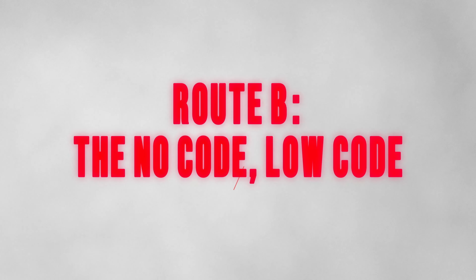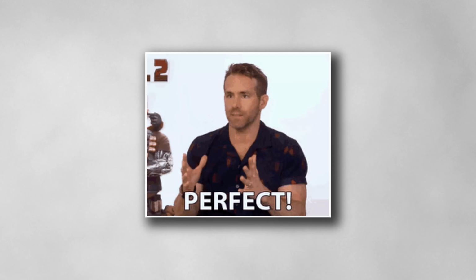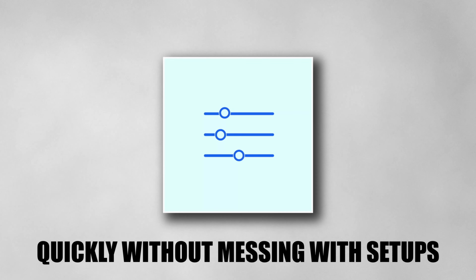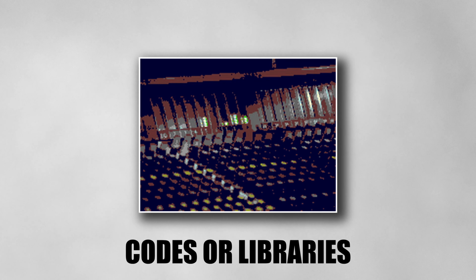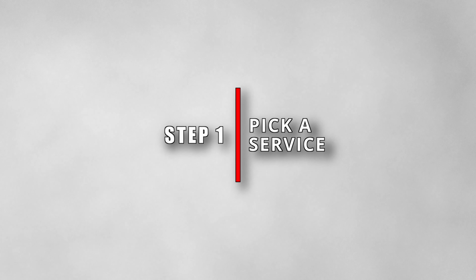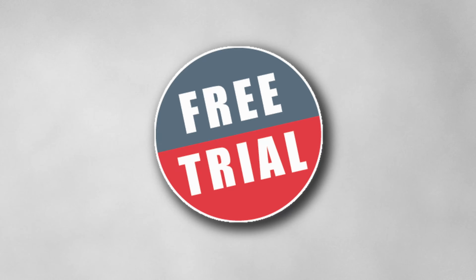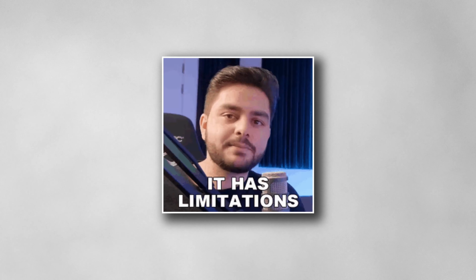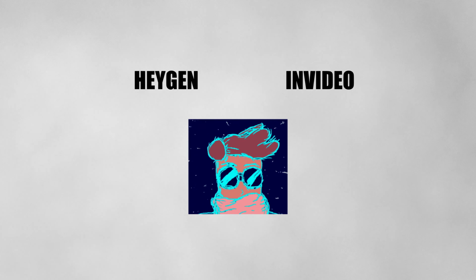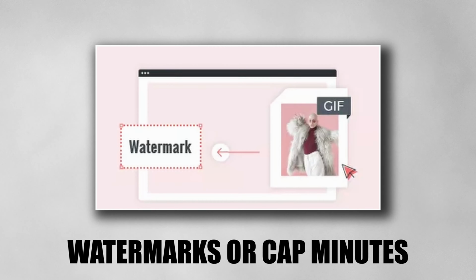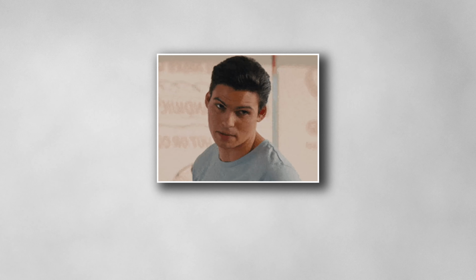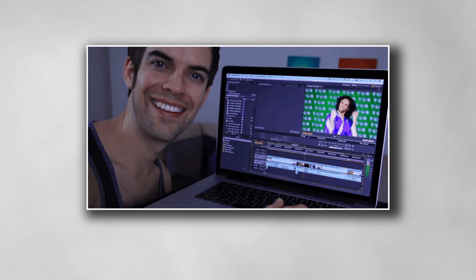Now let's dive into the fast lane, the no-code or low-code route. This is perfect if you want results quickly without messing with setups, code, or libraries. Step 1. Pick a service. I tried HeyGen and InVideo for this. Just sign up with your email and look for the free or trial plan. Keep in mind there are always some limitations. HeyGen and InVideo let you make short avatar videos, but free tiers often add watermarks or cap minutes. That's okay for testing ideas or short social clips.